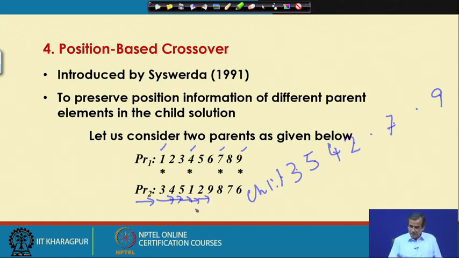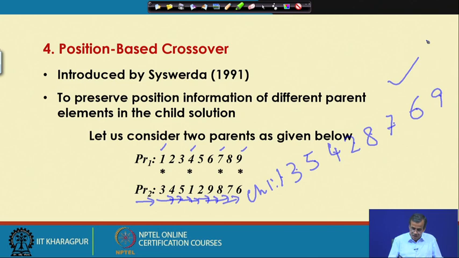Next is 9, already there. Next is 8, which is not there, so let me put 8 here. Next is 7, already there. Next is 6, which is not there, so I can write 6 here. Let me check whether all the cities have come once or not: city 1, 2, 3, 4, 5, 6, 7, 8, 9. So, this is a valid child.